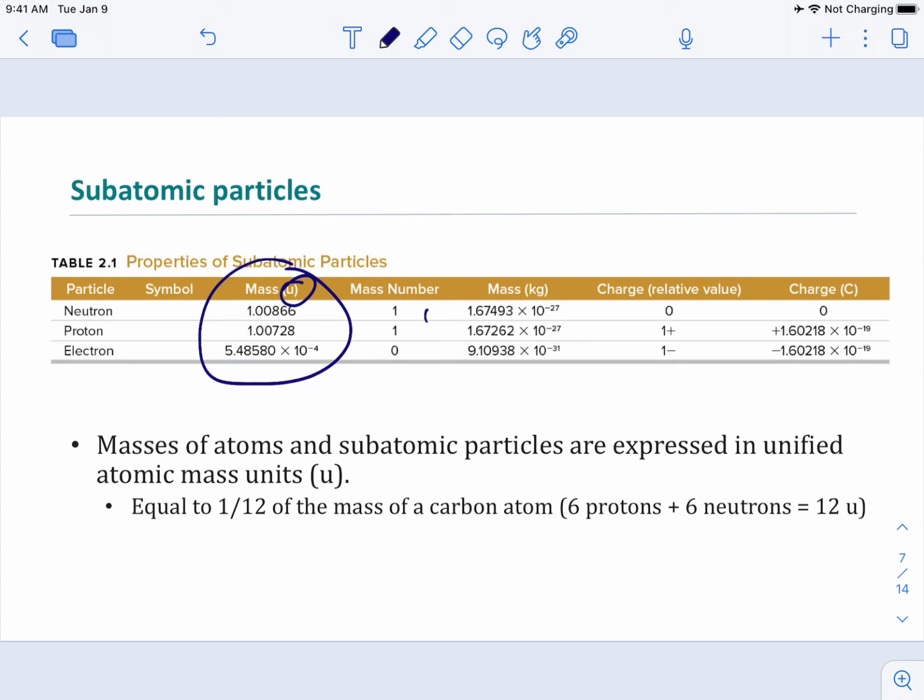And these are, if you will, the kind of normalized mass numbers we use to just put things in simple terms. And the masses of atoms and subatomic particles are expressed in unified atomic mass units, equal to 1/12 the mass of a carbon atom. And that's because carbon has 6 protons and 6 neutrons, so it works out nicely. This is done for convenience. We create this unit of u so we don't have to deal with exponents like this in our periodic table and in comparing numbers. It's really for convenience. Okay?